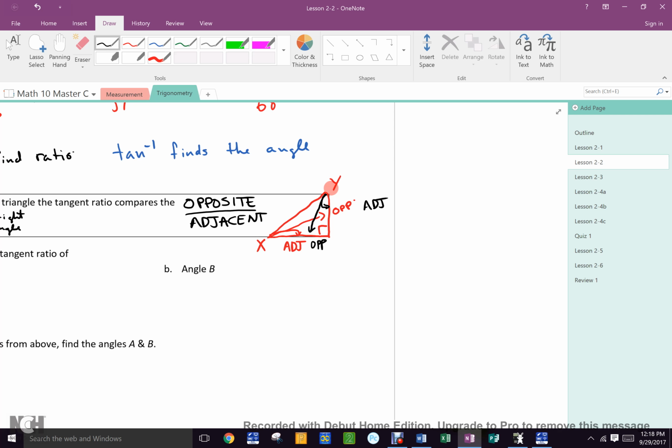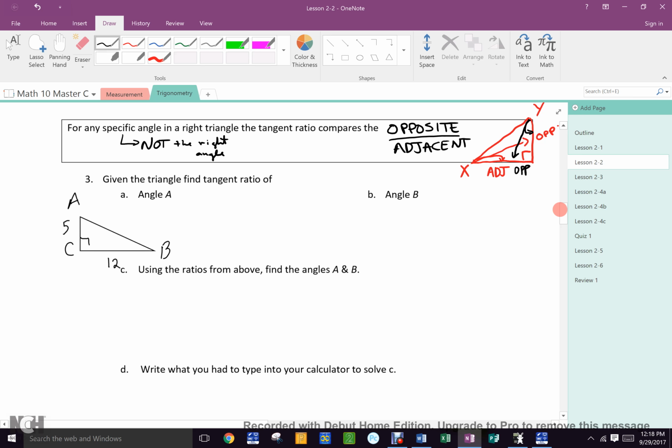There's only two things that change, don't they? Because does the hypotenuse ever change? No. All right, so now let's see if you really get it. Angle A is where? At the top.